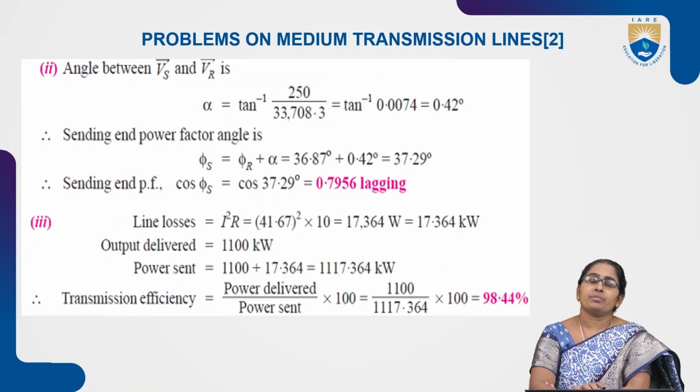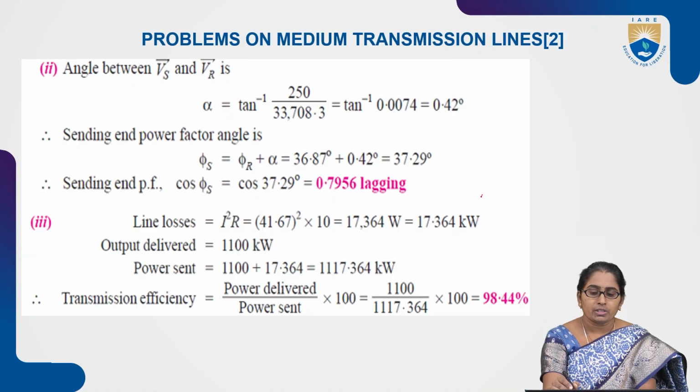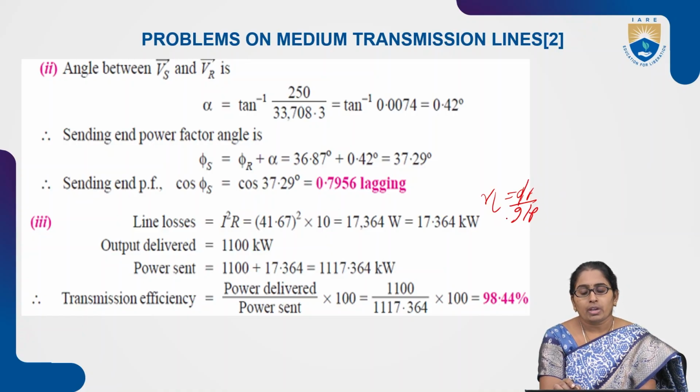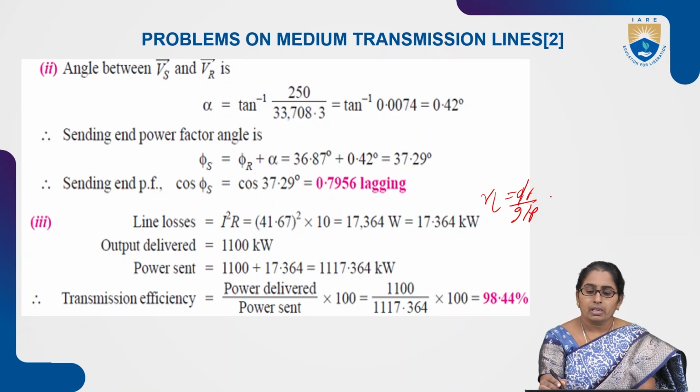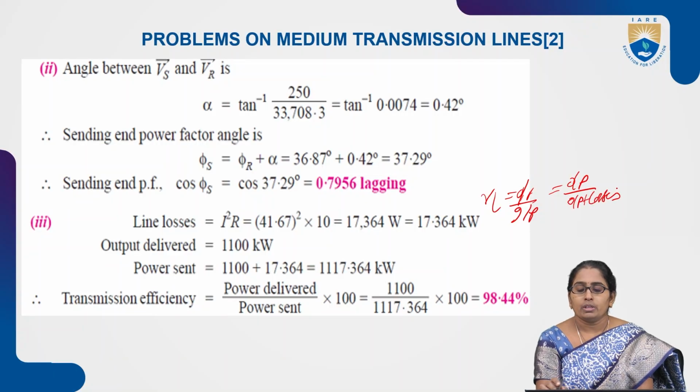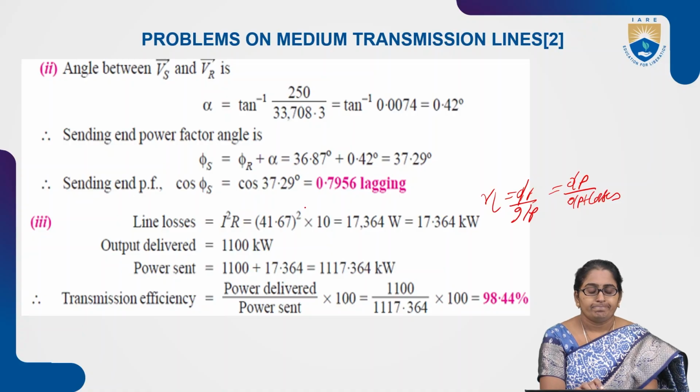What else? The third bit they ask is line efficiency. In case of transmission, we know that efficiency is output power by input power, power delivered by power input. How do you calculate power output? It is already given at the load end: 1100 kilowatts. Input is given by output plus losses. In a single phase line, losses are I squared R. Substituting the I and R values, it is obtained as this much.